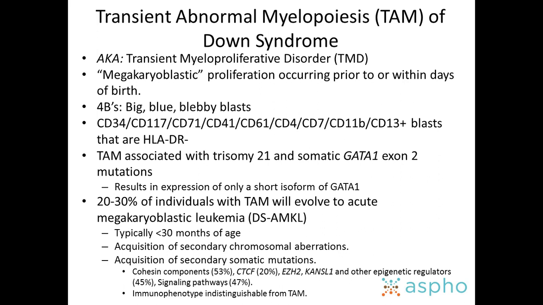The transient abnormal myelopoiesis is associated with either constitutional or somatic mosaic trisomy 21 and somatic acquisition of a GATA1 mutation in exon 2 that results in a truncated form of GATA1 being expressed. As you know, 20 to 30% of patients with transient abnormal myelopoiesis will evolve to acute megakaryoblastic leukemia. This typically occurs at less than 30 months of age and is usually associated with acquisition of secondary chromosomal abnormalities as well as additional secondary somatic mutations.